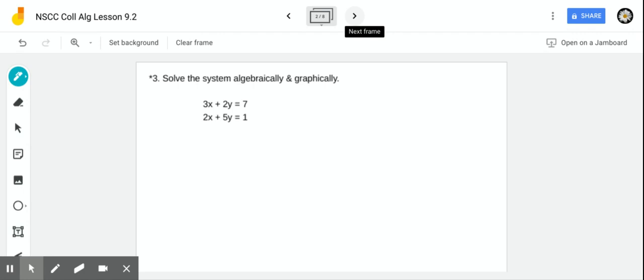All right, let's try another one. We want to eliminate a variable. It does not matter which one. I'm going to eliminate the x's. If you decided to eliminate the y's, that would be totally fine. So to do that, I'm going to multiply the top equation by 2 so that I get 6x plus 4y equals 14. And then I'm going to multiply the bottom equation by negative 3. And that will give me negative 6x minus 15y equals negative 3.